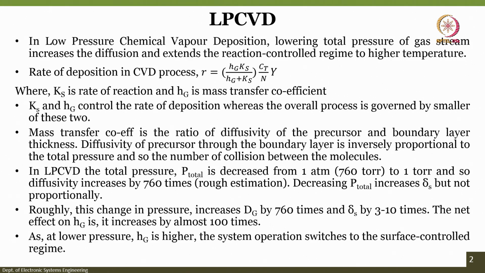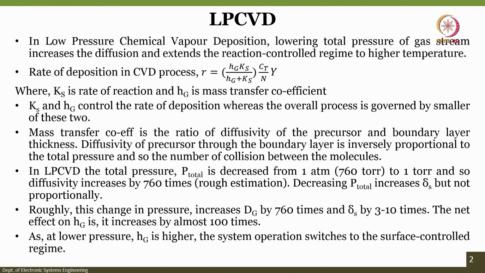As the name suggests, in LPCVD we have to lower the total pressure of the gas stream, and lowering the total pressure of the gas stream, what happens, the diffusion would increase, and if the diffusion increases, then the reaction control regime would also extend to higher temperature, right. So, if you read the first line, it says that lowering total pressure of the gas stream increases the diffusion and extends the reaction control regime to higher temperature.